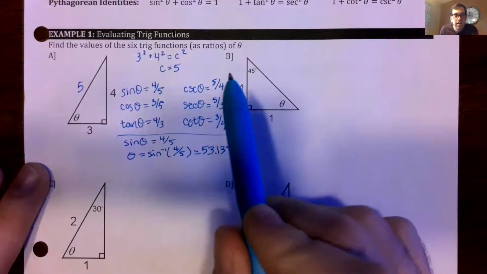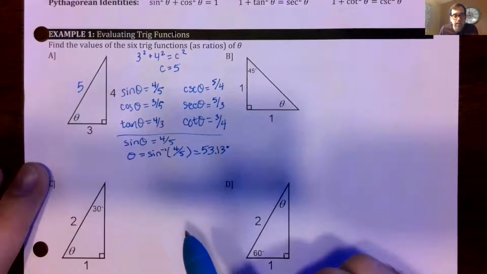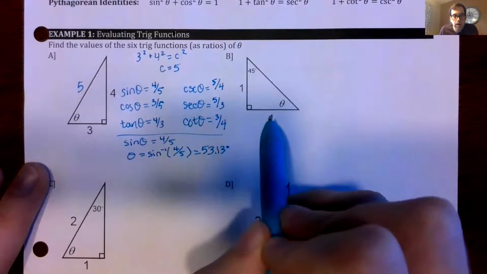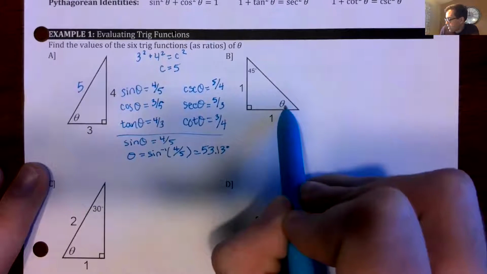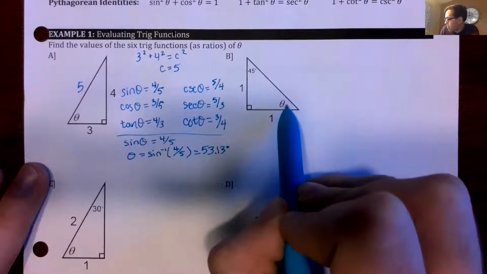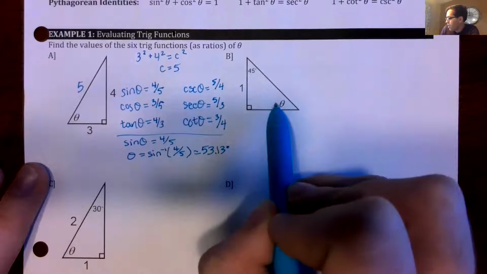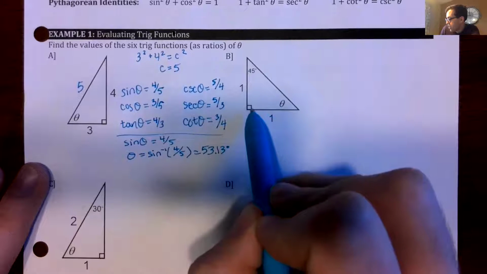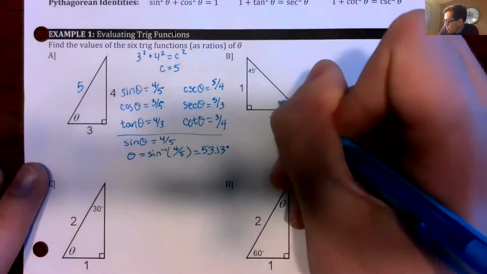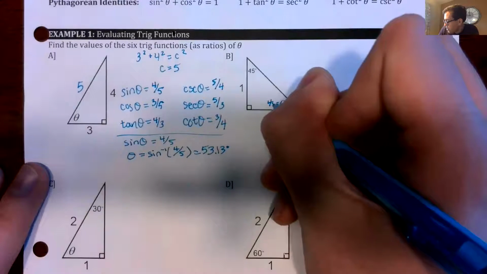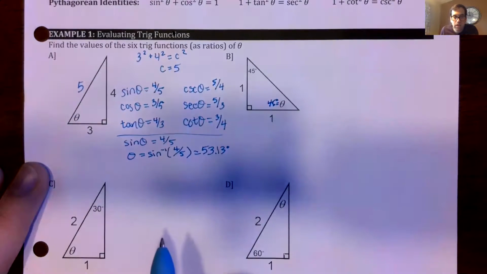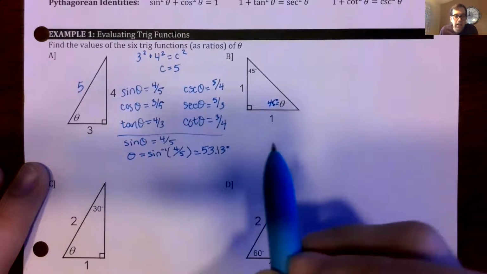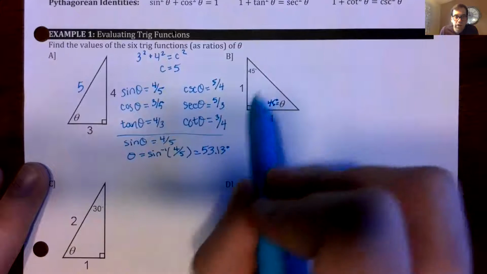All right, letter B. Let's take a look at this one. We have two sides given, 1 and 1, and theta is this angle right here. Well, first of all, we can find the measure of the angle. We have a 45-degree angle and a 90-degree angle given. So 180 minus 90 minus 45 is 45, but that's not the answer to the question. The question is, find sine, cosine, tangent, cosecant, secant, and cotangent. So in order to do that, we're going to need all three side lengths.